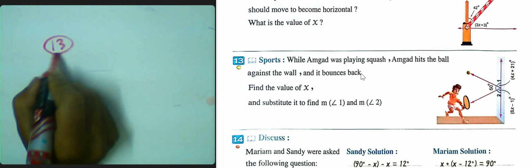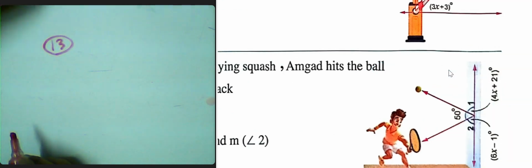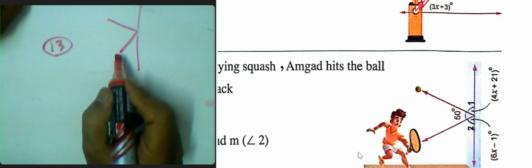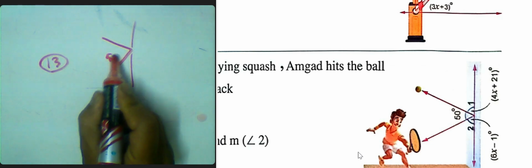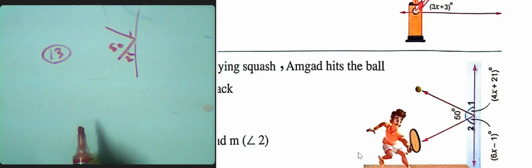Next question, number 13. While Amgad was playing squash, Amgad hits the ball against the wall and it bounces back. Find the value of x. He gives us exactly here, look with me, this wall is a straight angle divided by three angles. We have 50 and angle 2 and angle 1. The sum of them equals 180.